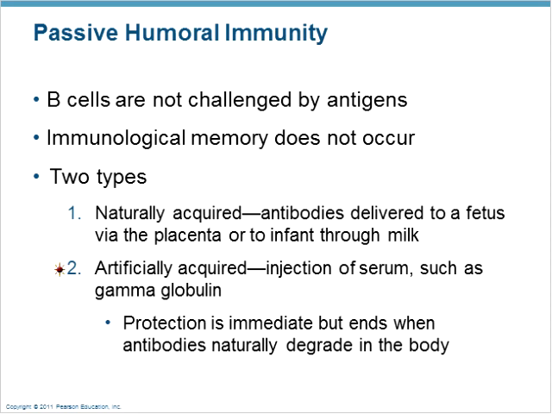You can also have it artificially acquired. That is, you have the disease, but you can't produce the antibodies. So somebody takes blood or serum from somebody who had the disease, and they take their antibodies and they put them inside of you. You don't produce any antibodies because you're borrowing somebody else's antibodies. And so the protection is immediate, but it ends when the antibodies go away.